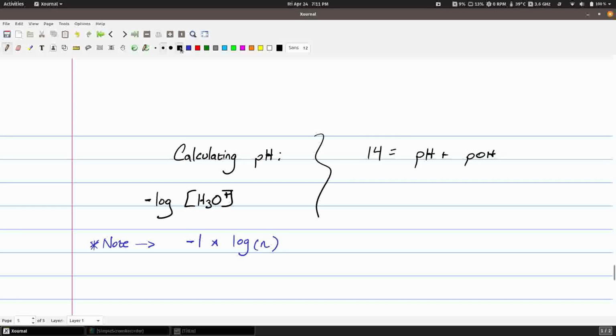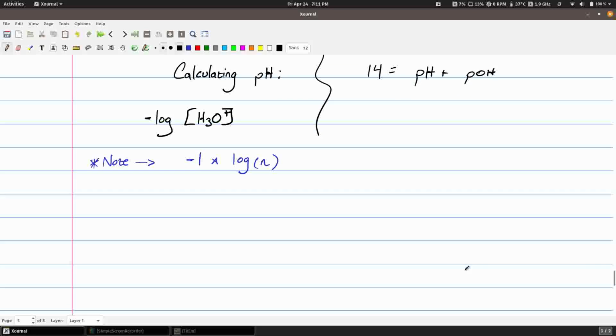All right, so we're going to do some examples, and then we're going to go on to bases, and then we're going to call it. I'm going to give you some more examples that are a little bit harder. We're probably going to have some chemical reactions in there and stuff. All right, so let's do example 1.